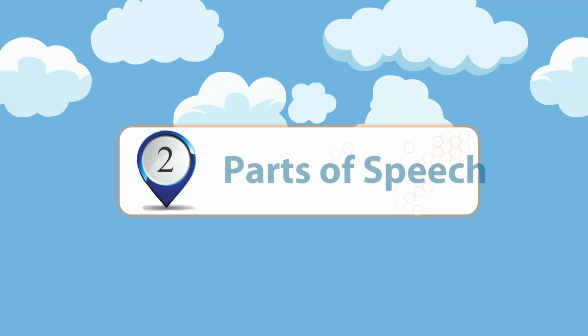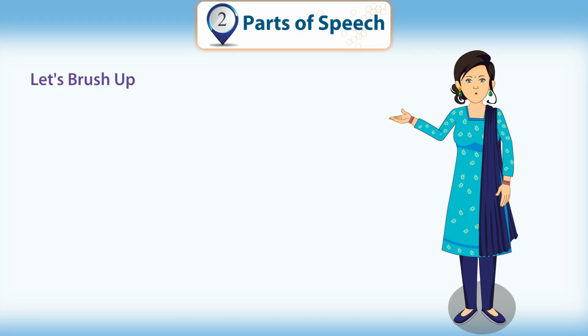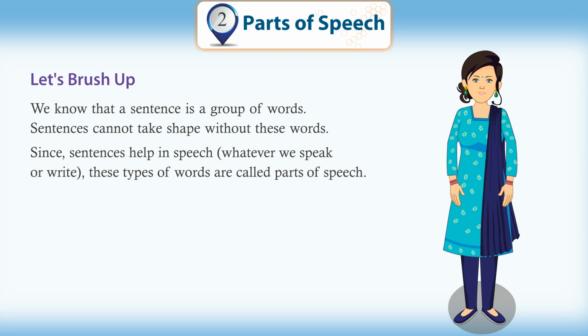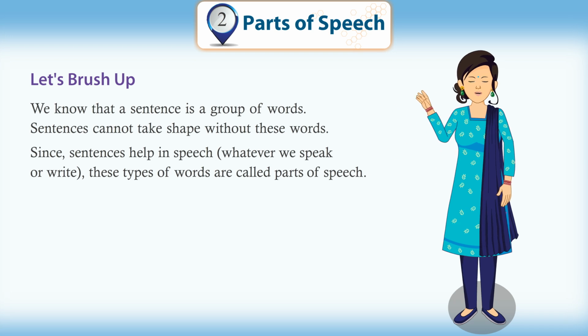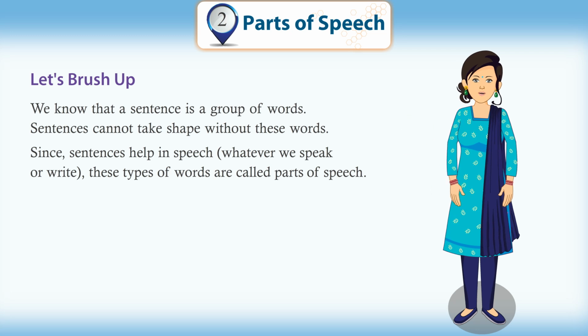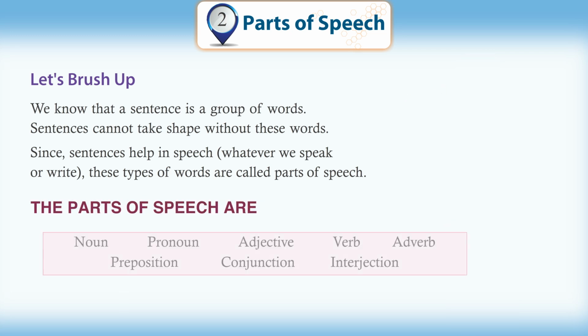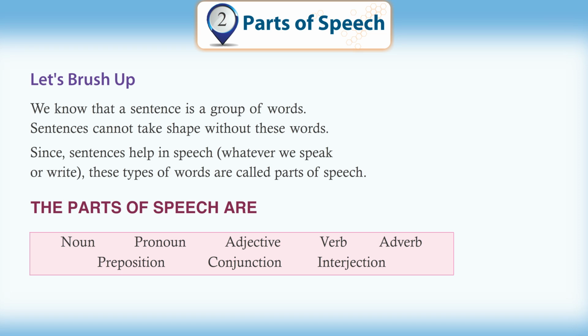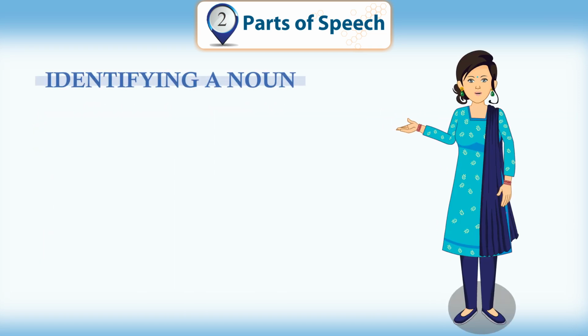Chapter 2: Parts of Speech. Let's brush up. We know that a sentence is a group of words. Sentences cannot take shape without these words, since sentences help in speech, whatever we speak or write. These types of words are called parts of speech. The parts of speech are noun, pronoun, adjective, verb, adverb, preposition, conjunction, interjection.